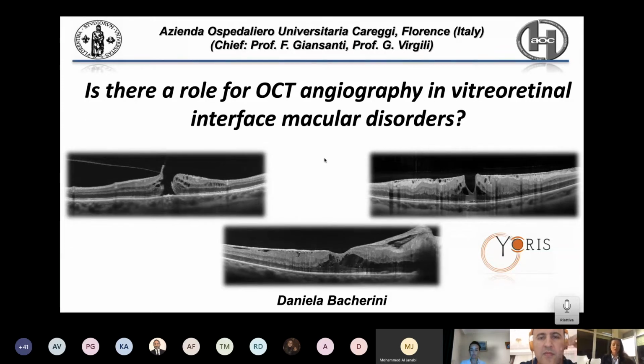As we know, OCTA has improved our insight into some diseases, mostly vascular diseases. But is there a role for OCTA in vitreoretinal interface, vitreoretinal macular disorders?